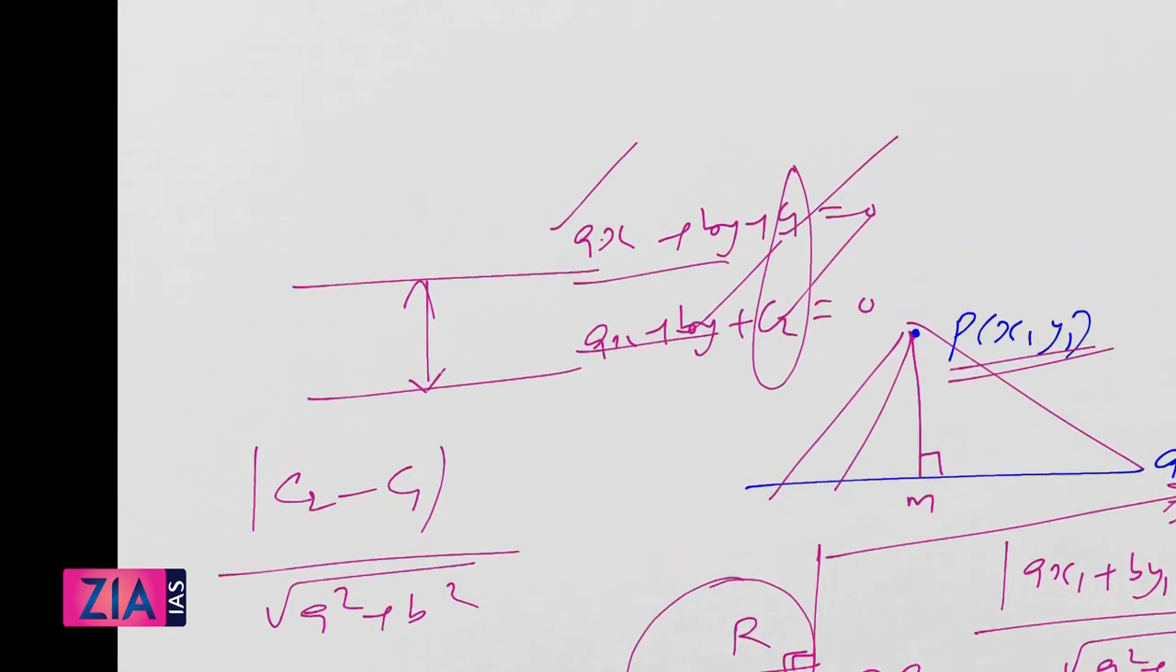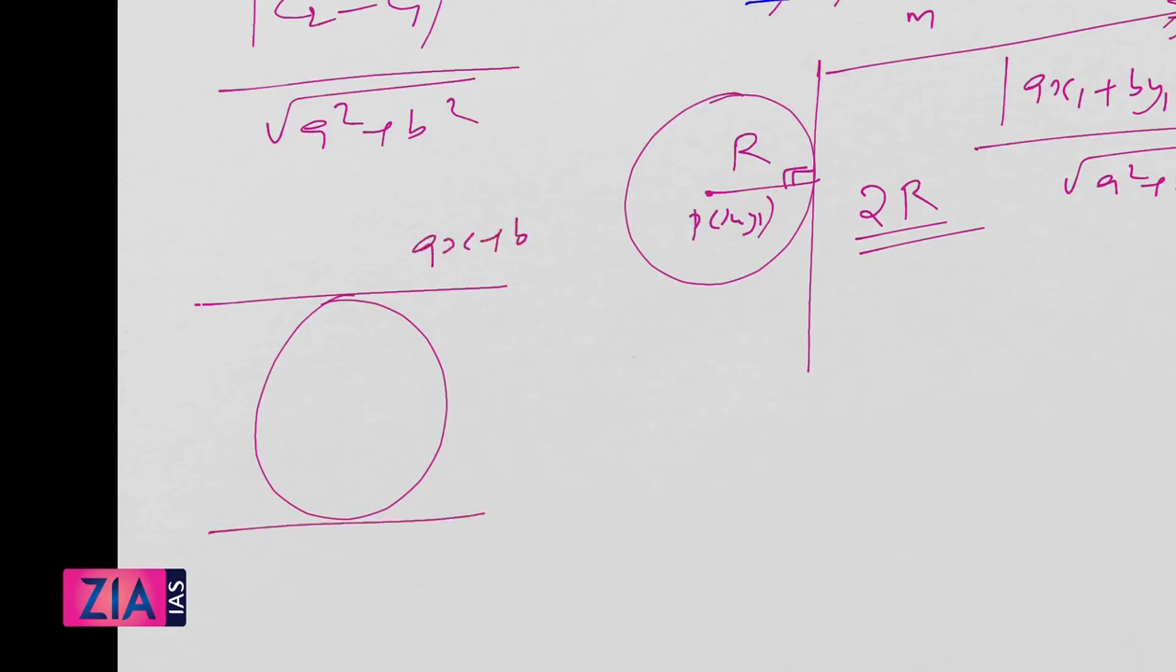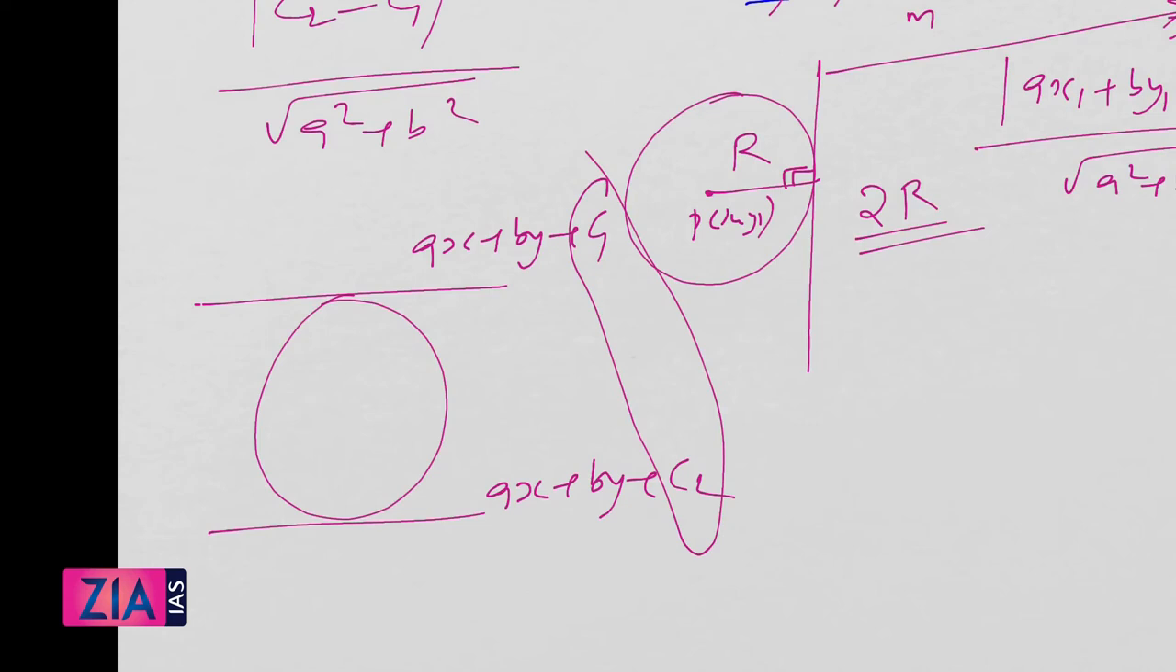Application is, in case of a circle, two tangents are given like this and like this. So the equation of this will be ax plus by plus c1. This is also ax plus by plus c2. The constant part will vary. So clearly these two are parallel lines. So it is not necessary that they specify that these two lines are parallel. They just give you two lines and they'll ask you to find the diameter or radius.